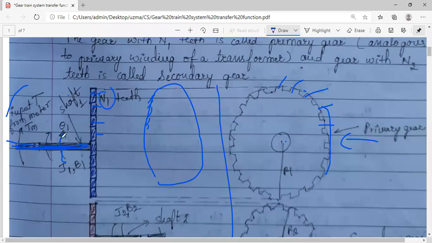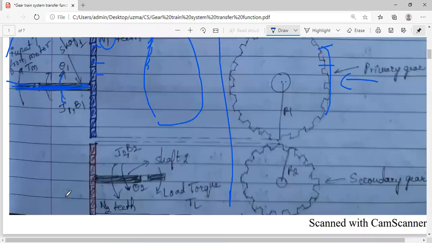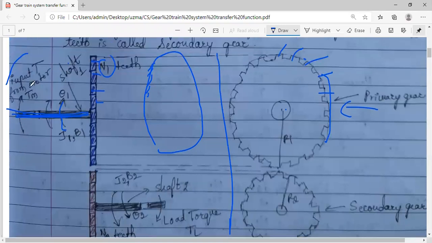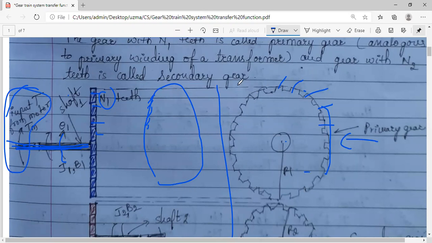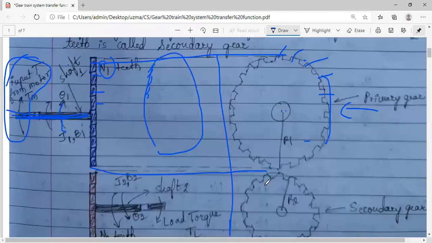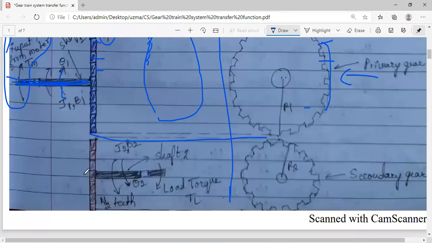This is the shaft, and the motor is connected through the shaft. In the whole system, only a small part is shown where the gear trains are. Otherwise, the complete system is not shown here. The torque developed from the motor is TM. There is one more gear here. This part is for this particular gear, the first gear. And coming to the lower one, this is your second gear. You have one more shaft here.